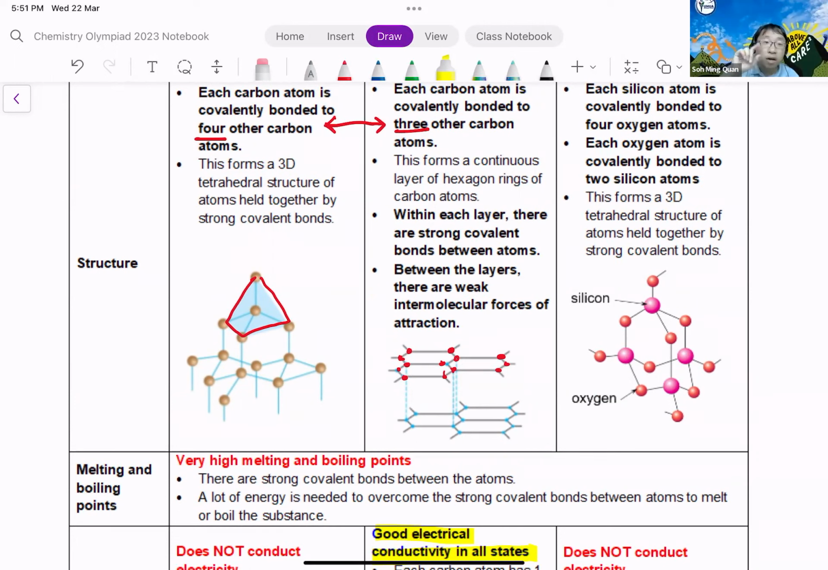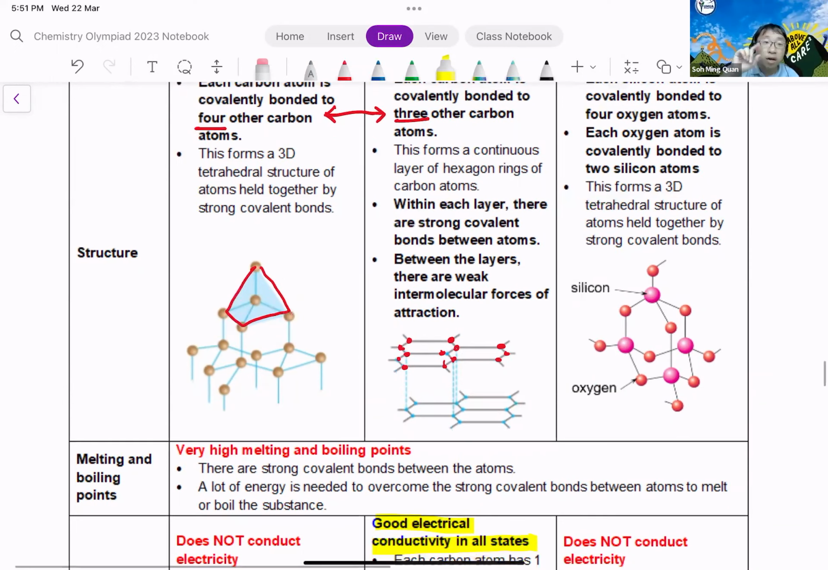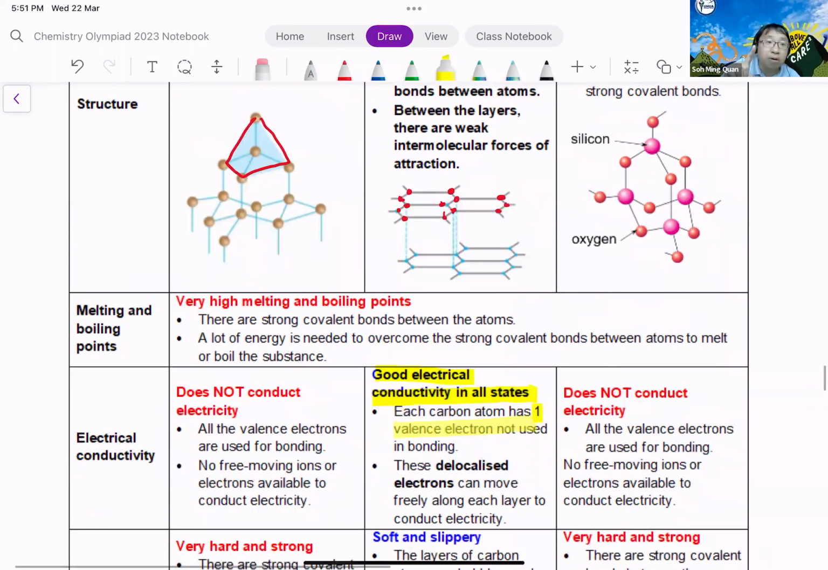Carbon has 4 valence electrons. It only bonded to 3 atoms. This means there's 1 valence electron that is not used in bonding. Whenever you have a valence electron that's not used in bonding and it's like a giant molecular lattice, the electron can be delocalized. This 1 valence electron per atom can move freely. It is not fixed to any atom. Delocalized means not fixed. The electron can move freely. And when the delocalized electrons can move freely, it will conduct electricity.